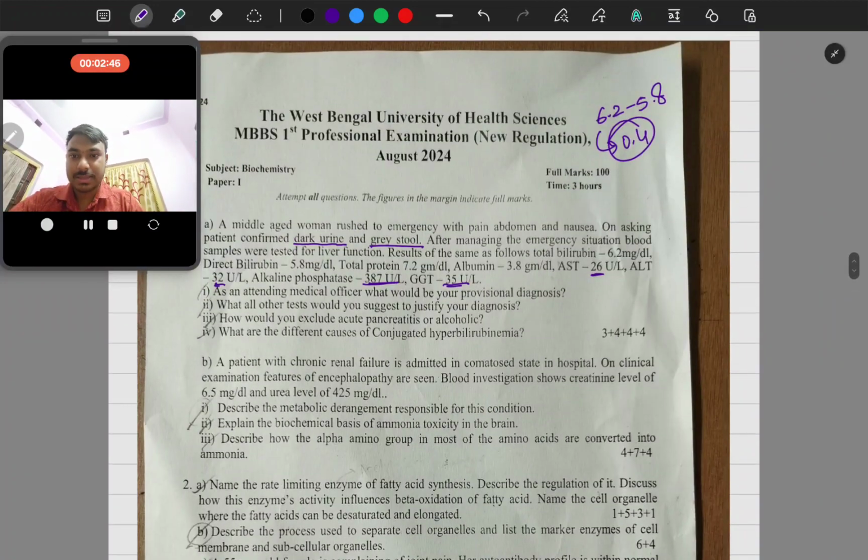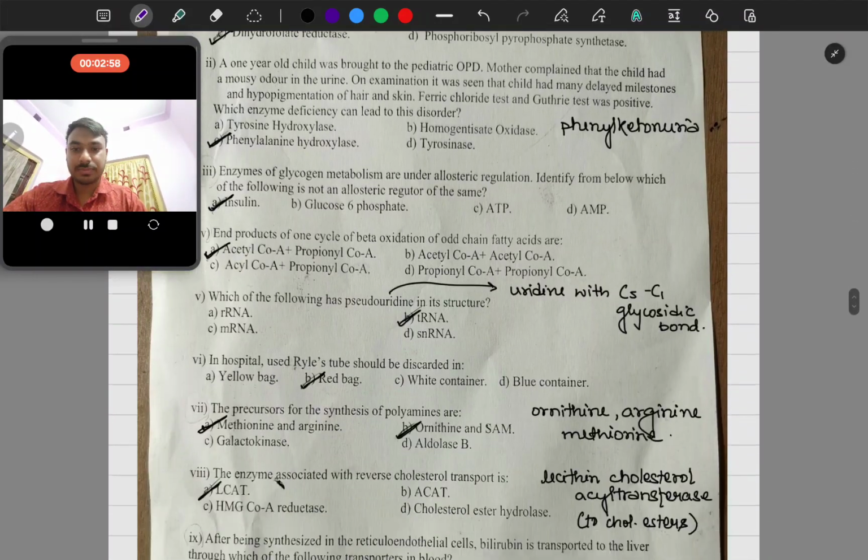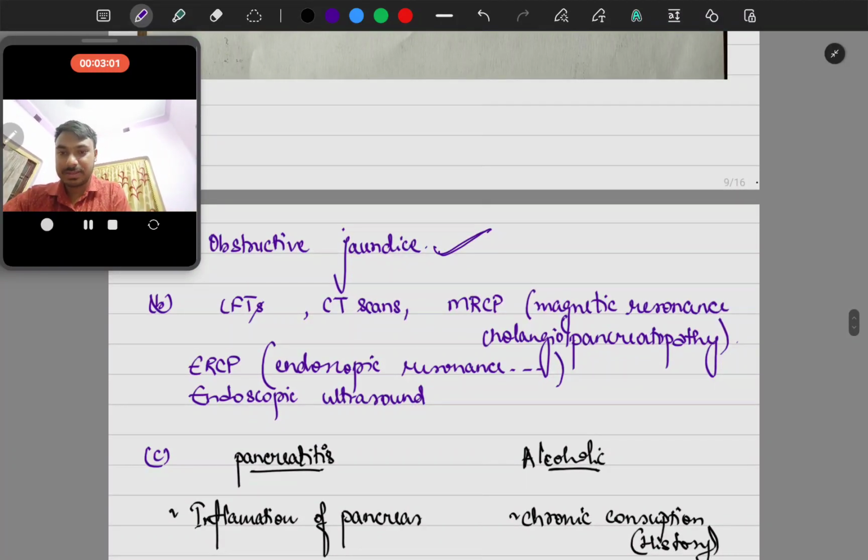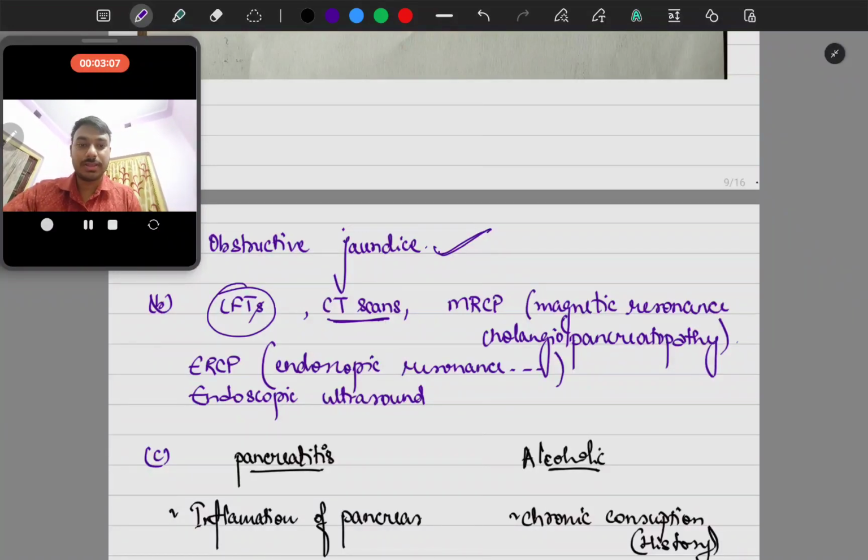Now the second part is: what other tests would you suggest to justify your diagnosis? In this question it is already given that the liver function test is done. So the other tests are the CT scan, MRCP, meaning magnetic resonance cholangiopancreatography, and ERCP, endoscopic retrograde cholangiopancreatography. Here a tube is inserted in the lumen of the bile duct and seen whether there is any kind of obstruction or not. This obstruction is removed later.